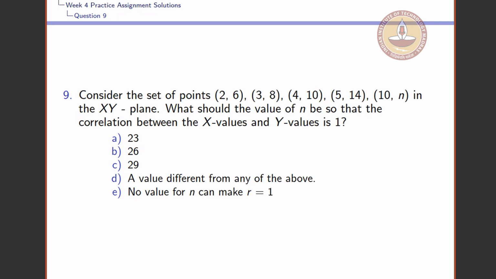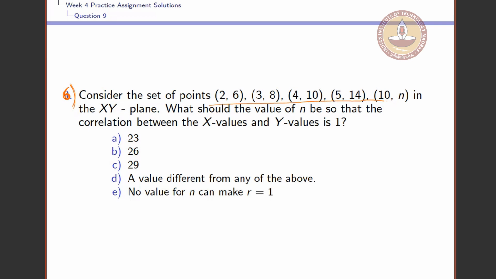Let's move to our next question. That is the last question from MCQ. This is question number 6. So the question number 6 is, consider the set of points.